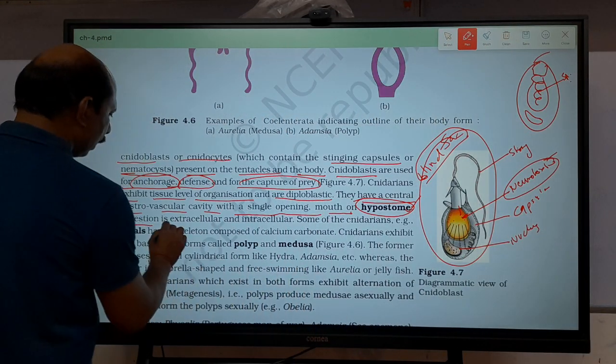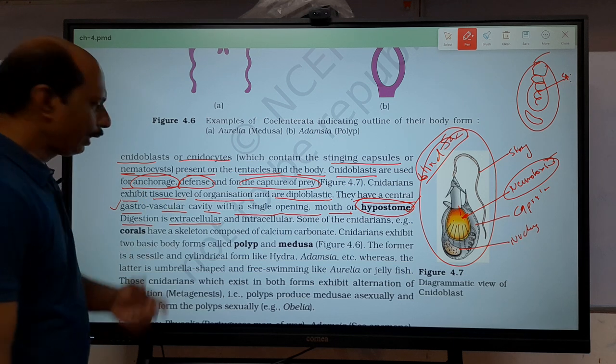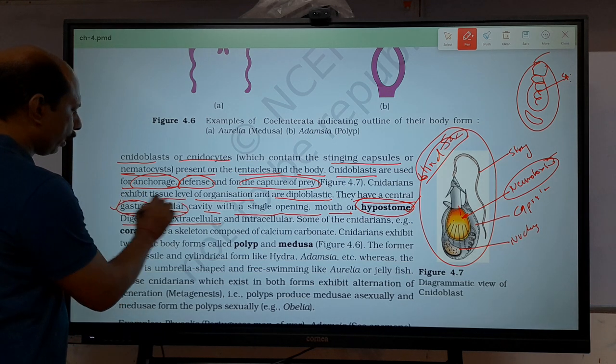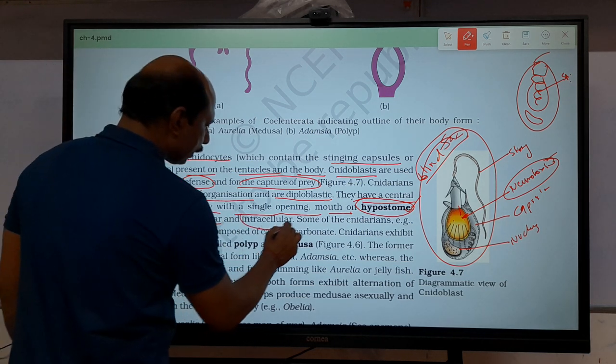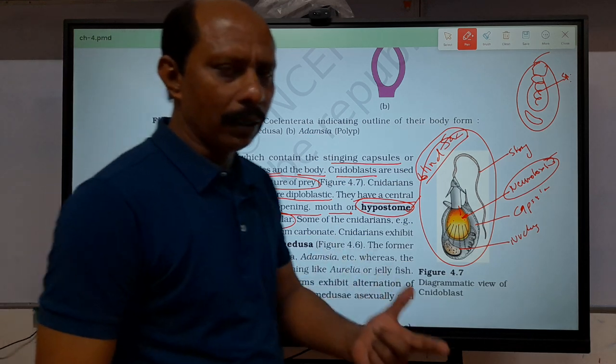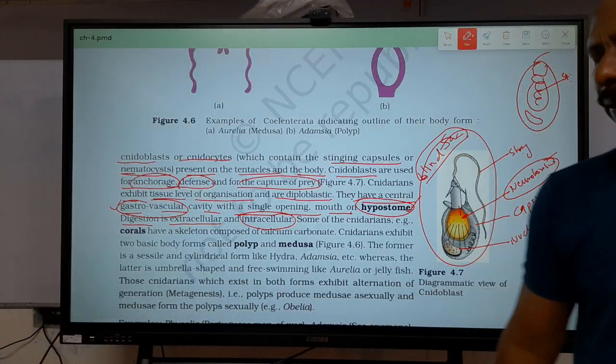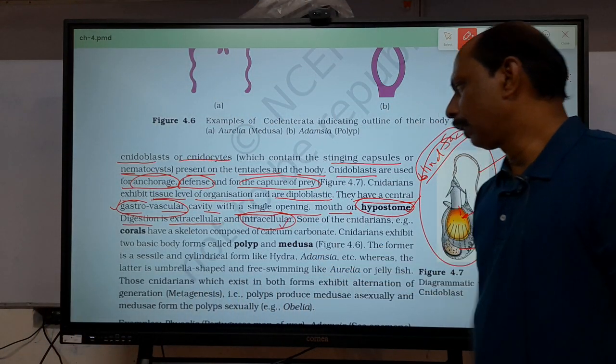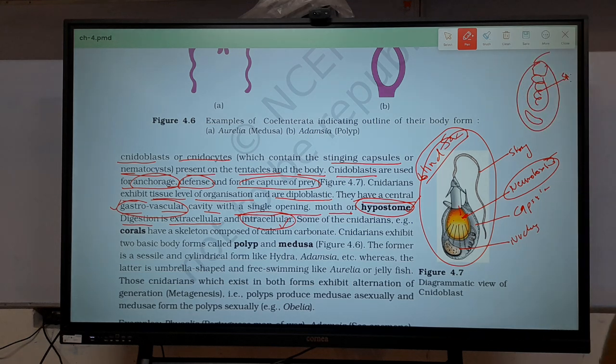Digestion is extracellular, outside the cell in the gastrovascular cavity, or intracellular, inside the cell. So both intracellular as well as extracellular digestion are present.